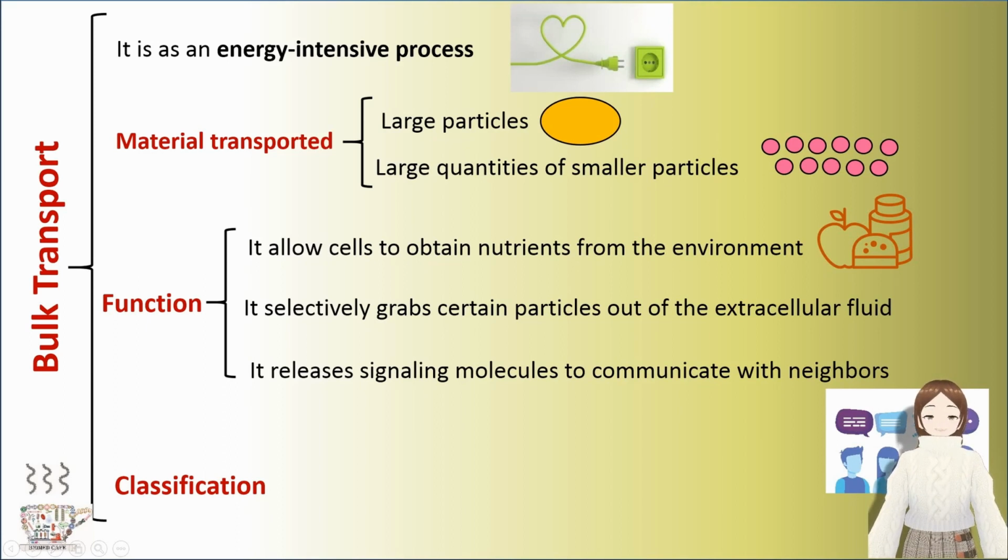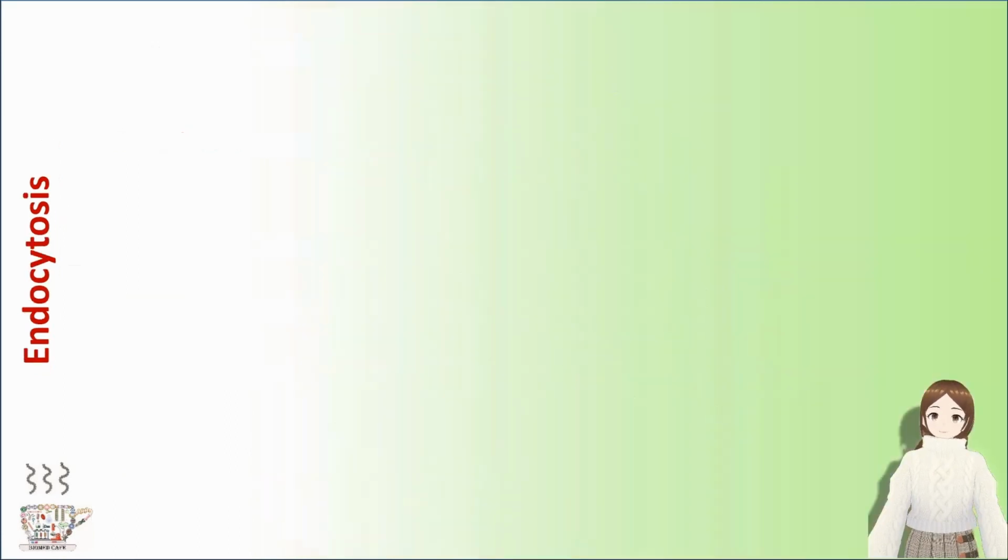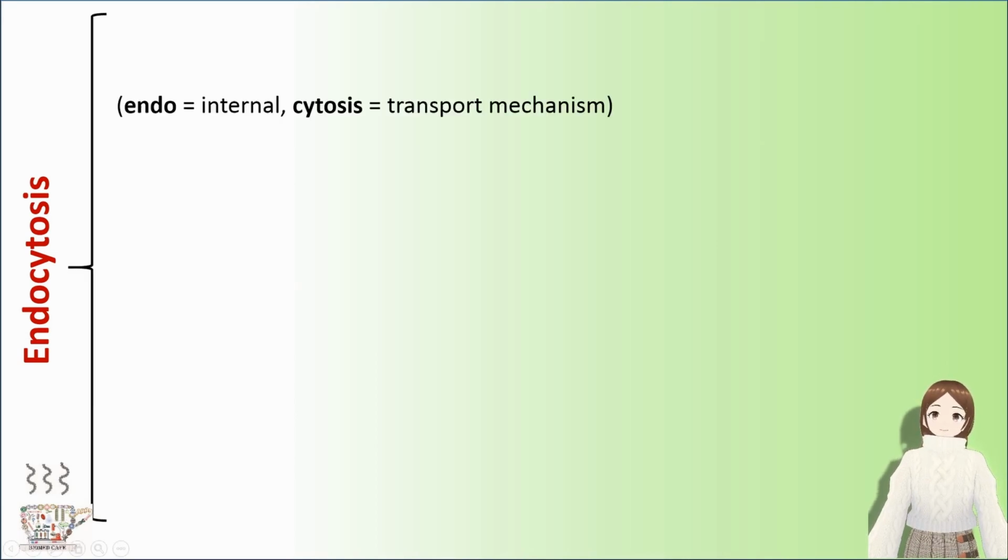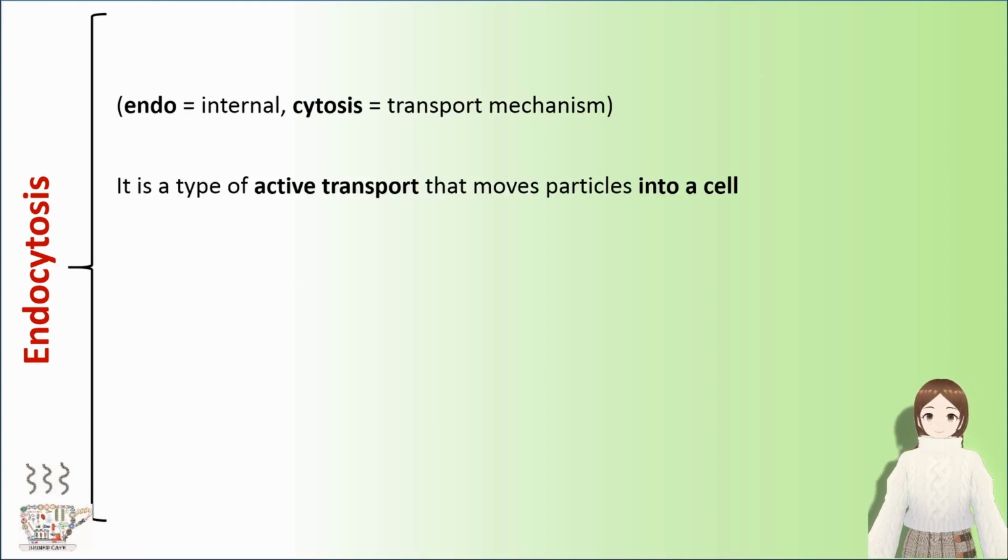Bulk transport can be divided into two subgroups: endocytosis and exocytosis. Endocytosis. Endo means internal and cytosis means transport mechanism. It's a type of active transport that moves particles into a cell.